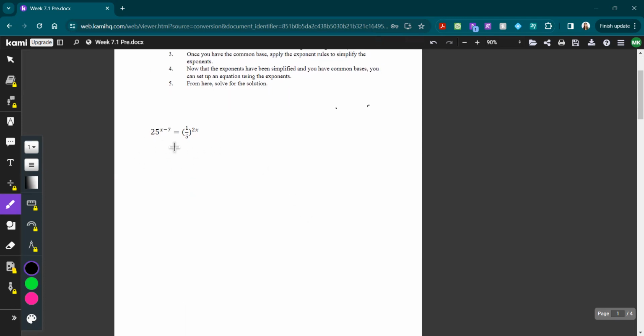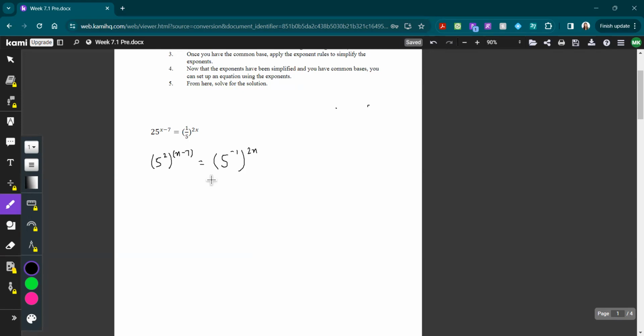All right. So let's take a look at this. We're going to apply the rules. First things first, I want to look at these numbers, 25 and 1/5, and decide: do they have a common base? And they do. 25 is 5 squared, and I'm going to put its exponent x minus 7 in the parentheses. And 1/5 is 5 to the power of -1. So the common base for these two numbers, 25 and 1/5, is 5. And don't forget, we need to put 2x over here.